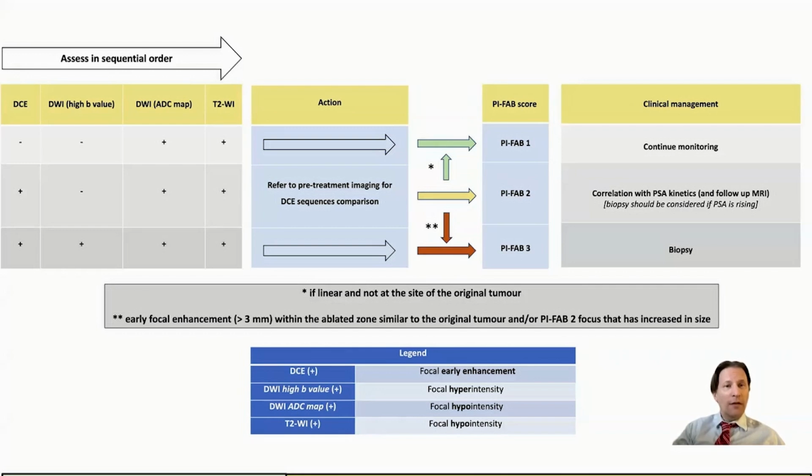We expect that diffusion, the ADC map, and T2-weighted imaging will be abnormal in all cases. So where there is an abnormality on dynamic contrast, but not on the high B-value DWI, then we consider features that may suggest benignity, such as linear rim of enhancement or not at the site of the original tumor. And then whether it's nodular and within the ablated zone. And this indicates the management of this new system.